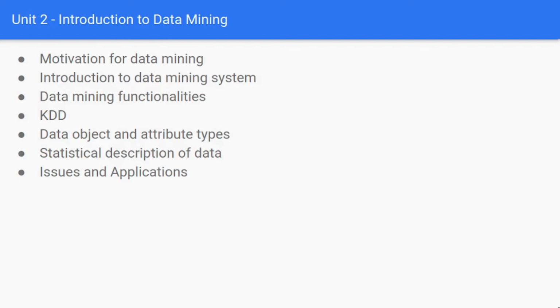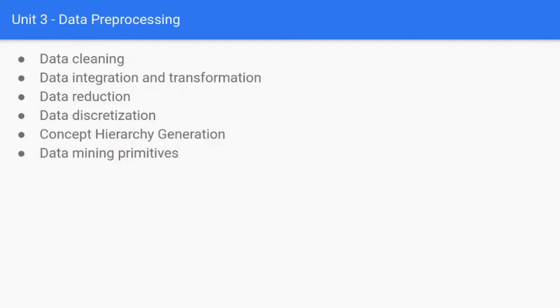In unit 2 we have motivation for data mining, and then introduction to data mining system, data mining functionalities, and KDD. I think those studying CSIT have already gone through this knowledge discovery diagram, right? KDD, and then data object and attribute types, statistical description of data, and similarly we have issues and applications. Data pre-processing, now we'll begin the journey, right? So those were the two introductory units.